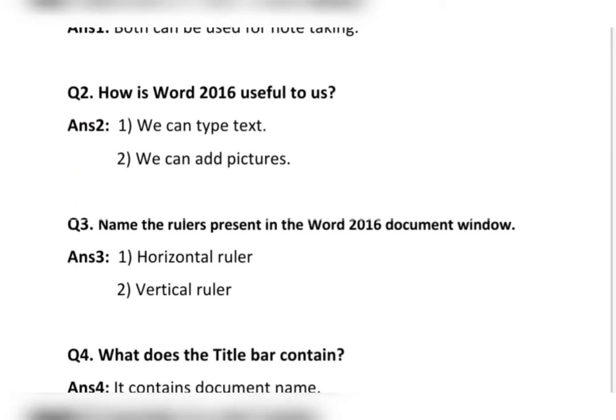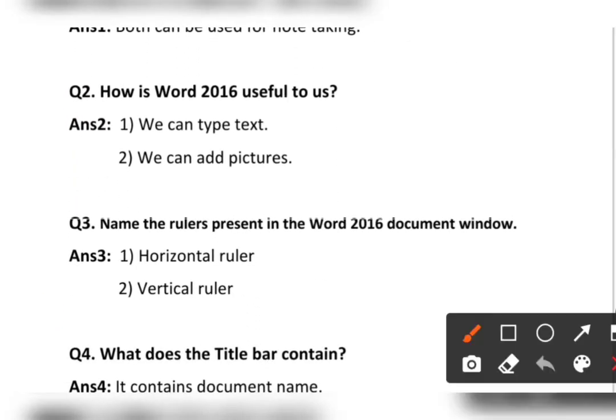After that, you can see the third question. Before writing question 3, please leave one line as you can see on the screen. Then after leaving the line, write question number 3 and the question 3 is name the rulers present in Word 2016 document window. And the answer 3 is number 1 horizontal ruler and number 2 is vertical ruler. Please take care of the spellings. Match your spellings. Horizontal ruler and vertical ruler spelling should be correct.